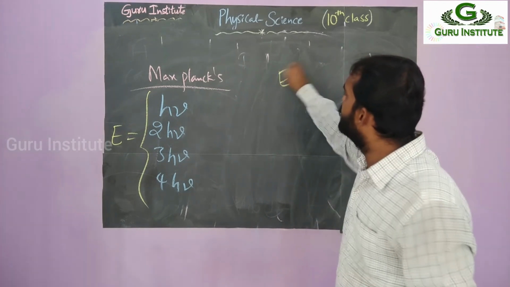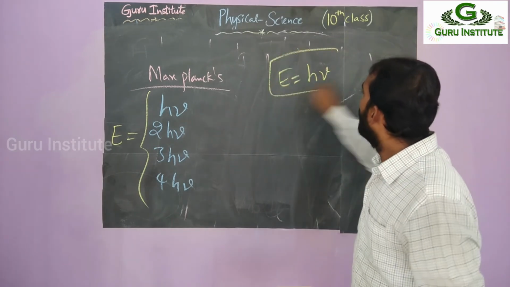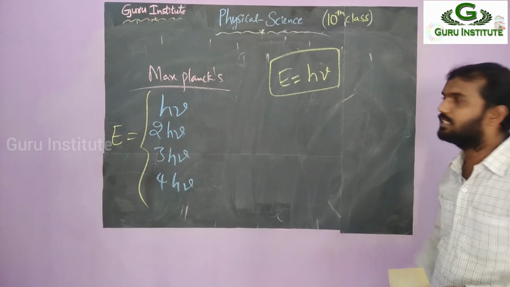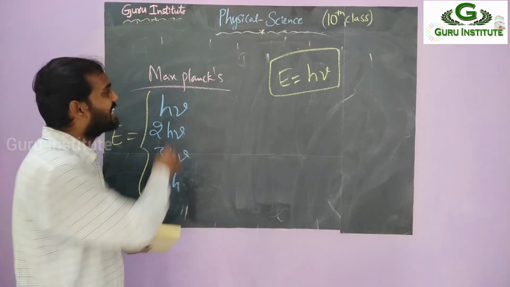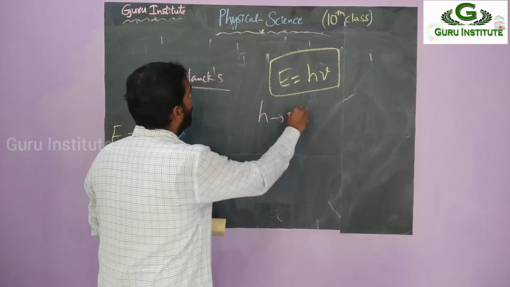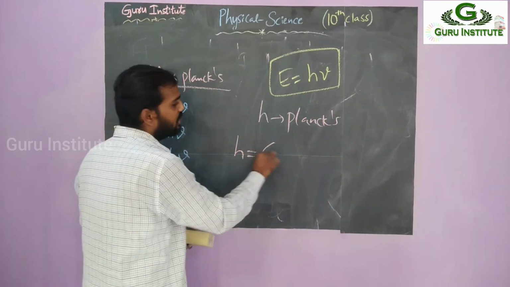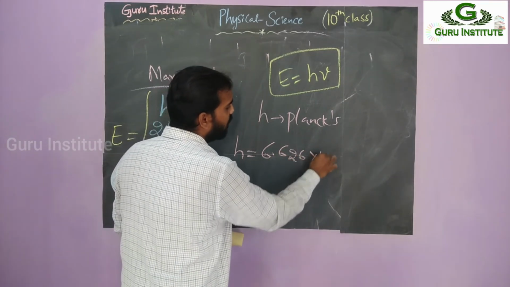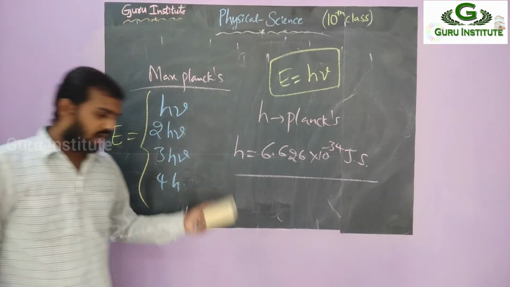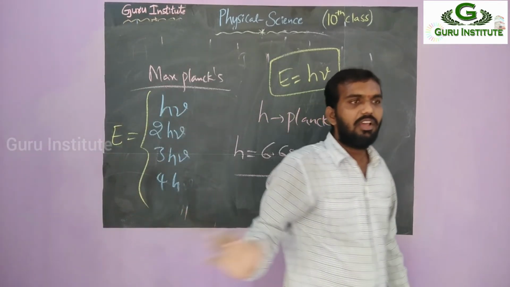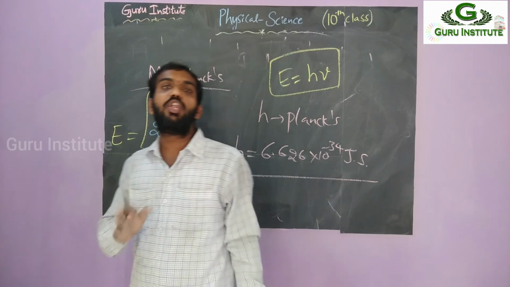Here E is nothing but the energy of the emitted light. So E is equal to h nu. Already we know that nu is nothing but frequency. Then what is h? To honor him, we are taking it as Planck's constant. h is nothing but Max Planck's constant, or Planck's constant. Its value is h equal to 6.626 times 10 to the power of minus 34 joule second. This is the h value. So what you can conclude is that he proposed a theory that whenever emission is done, it is done in discrete energy levels, not in a continuous manner.